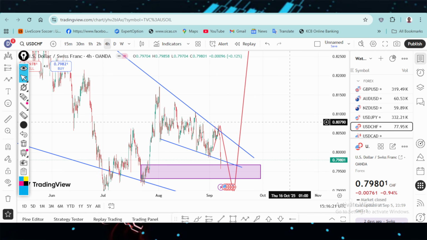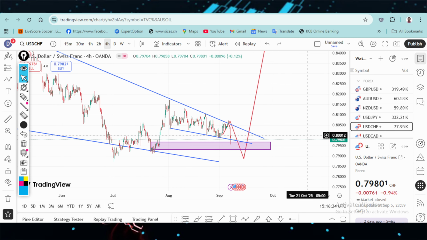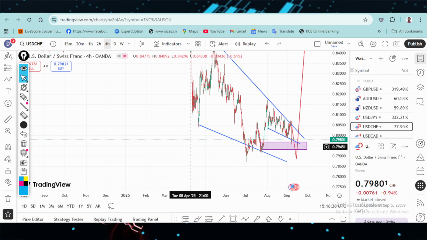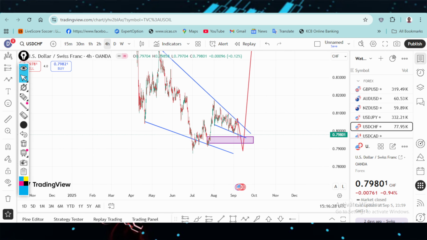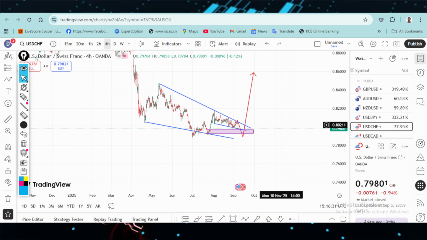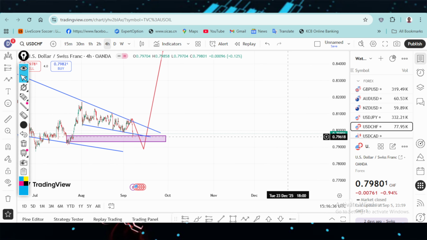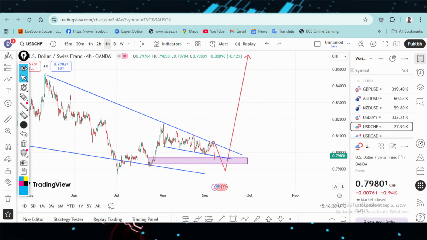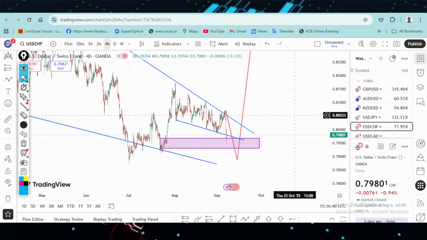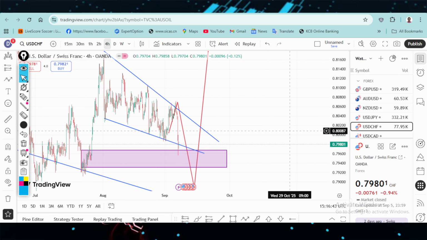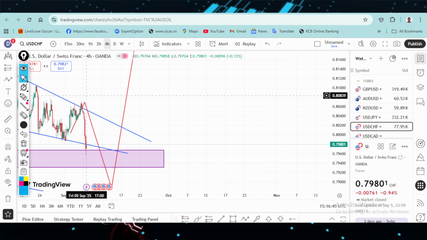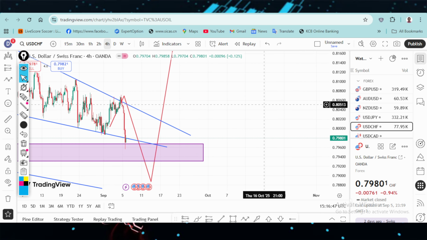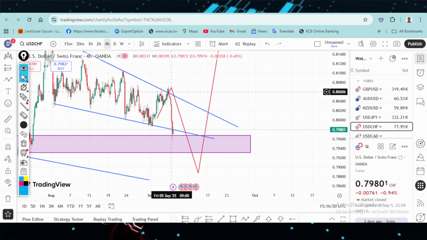USD/CHF fantastically did what we said last time also. We said before this market can move to the upside, because now we are in a falling wedge that is not completed. This falling wedge has to complete. There is another falling wedge inside the falling wedge. What had happened last week? We said that it would drop before we can go to the upside. Now we are in the middle of this journey. The journey is not yet finished.